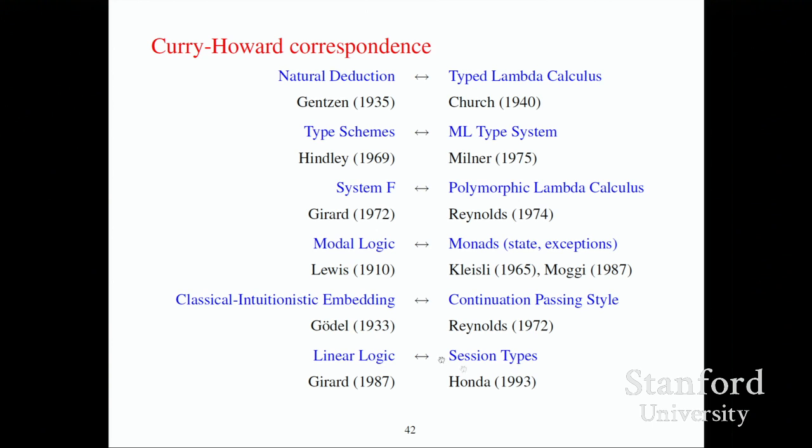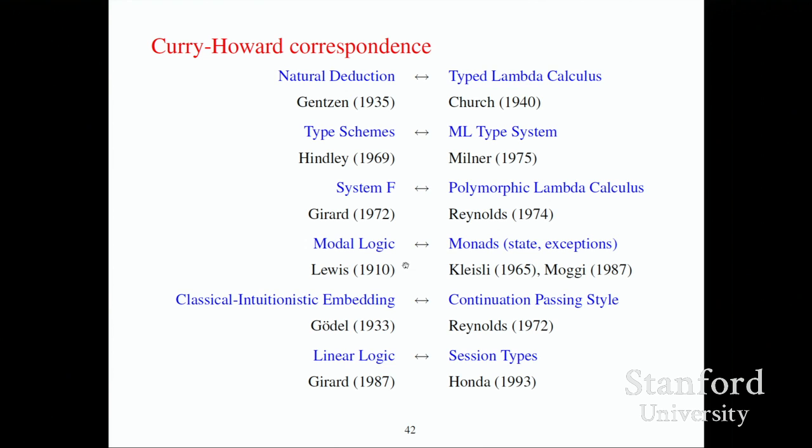One of the interesting ones is that the classical intuitionistic embedding of Gödel corresponds to something called continuation passing style, which is a standard implementation technique. And this actually gives you an interpretation of classical logic. So if you have call with current continuation, which is an operation in some programming languages, you can use that to implement the proof of the law of the excluded middle. So it turns out classical logic falls under this.